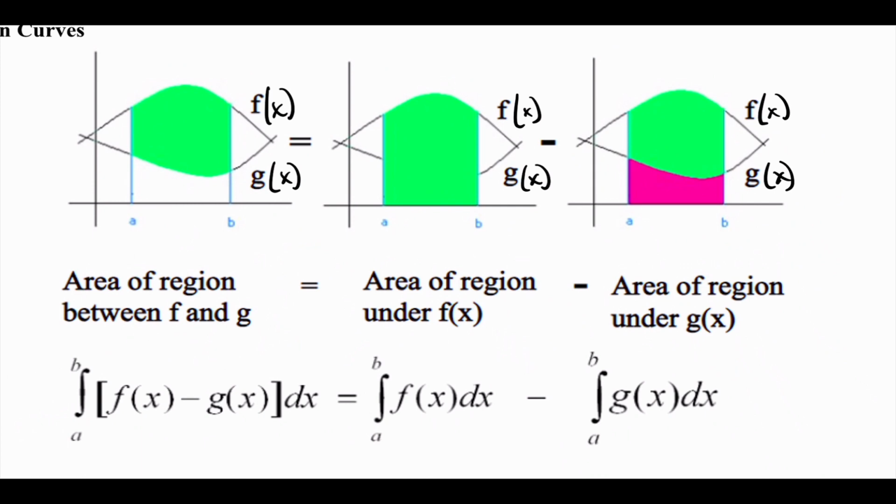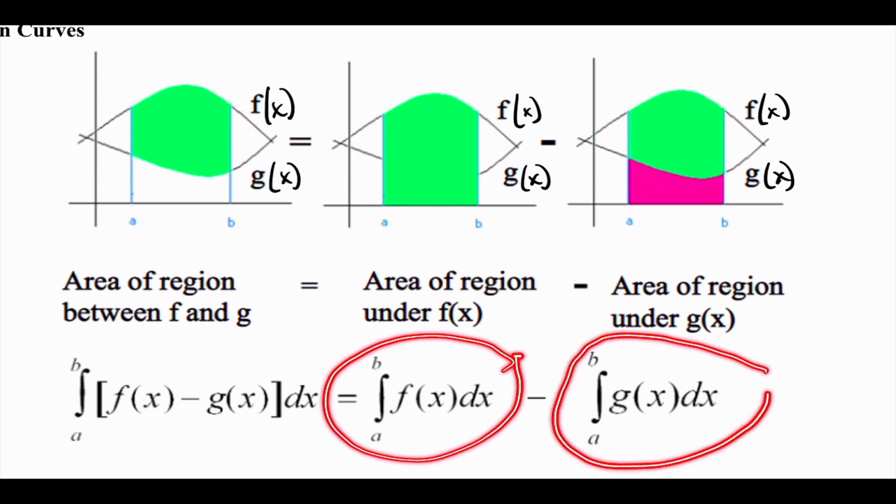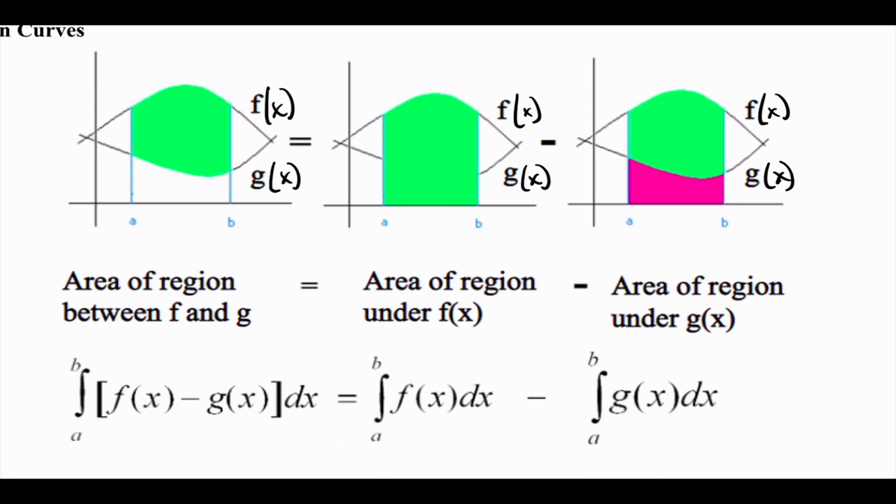So we take the whole. This is the whole. We find the piece we don't want. This is the piece we don't want. The pink is what we don't want. We subtract them, and we get the piece in the middle. That's what we do, okay?